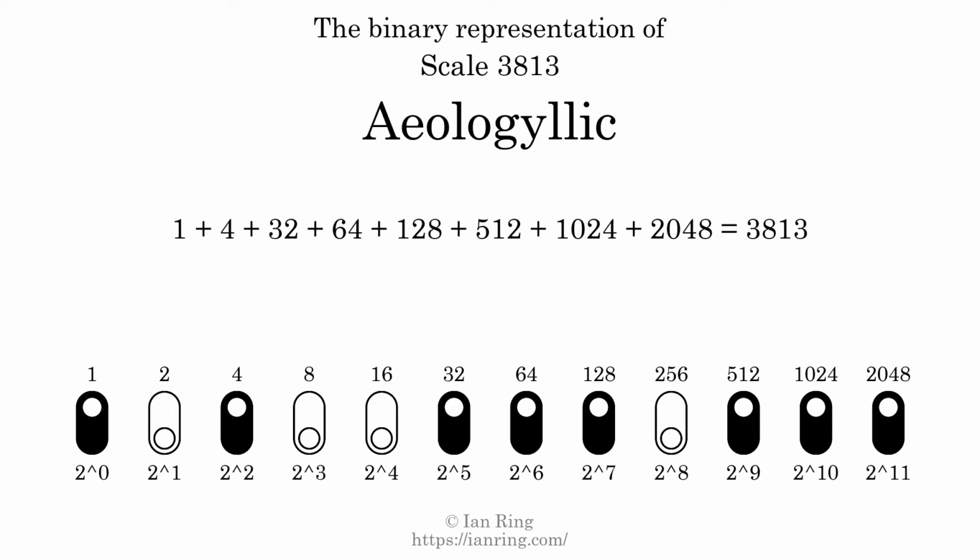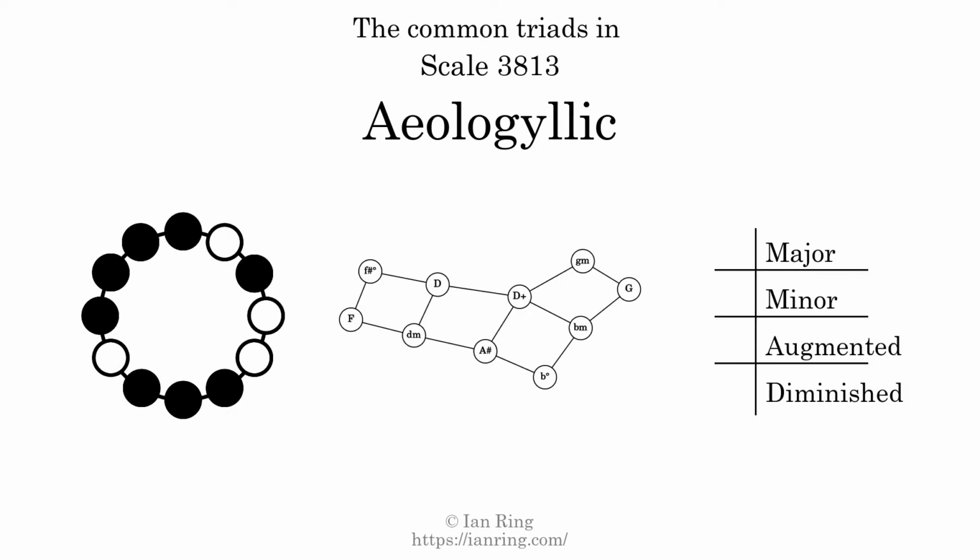3813. The scale number not only enumerates the scale with a unique index, but it also literally describes the tonal content of the scale. Represented as a binary number in base 2, the scale number is 111011100101. Here are the common triads present in this scale. The diagram in the center is a graph of parsimonious voice leading between triads.